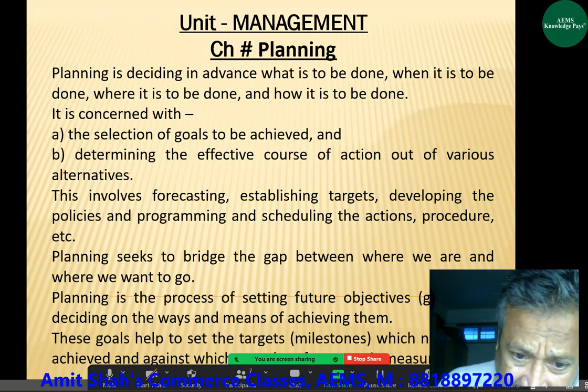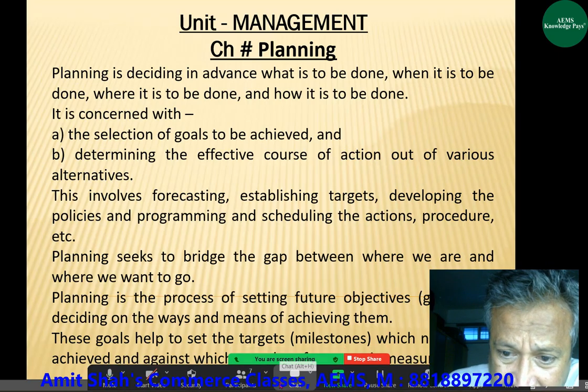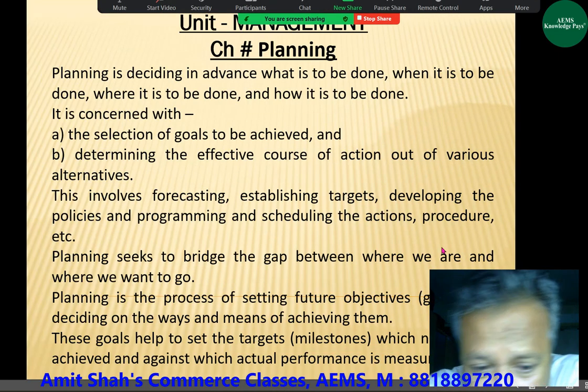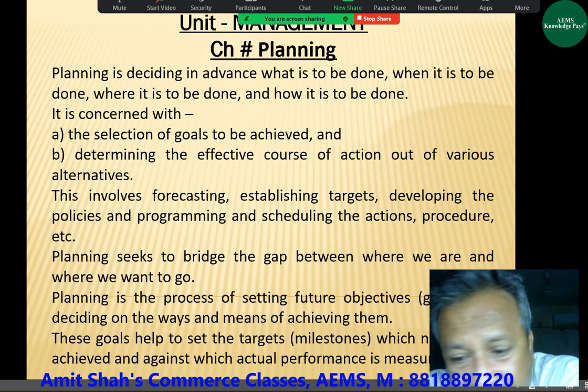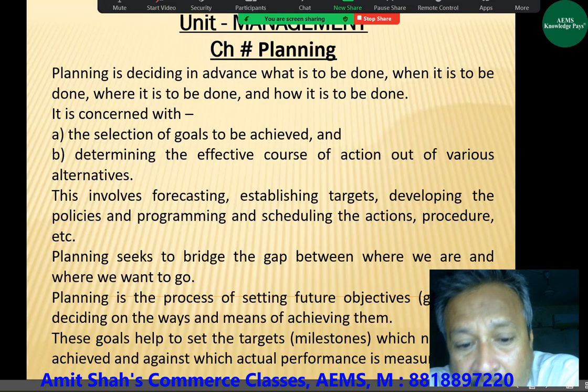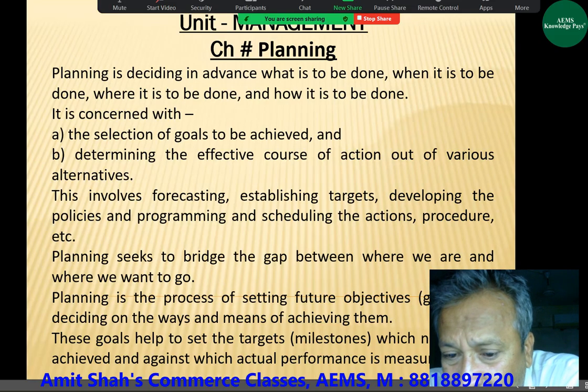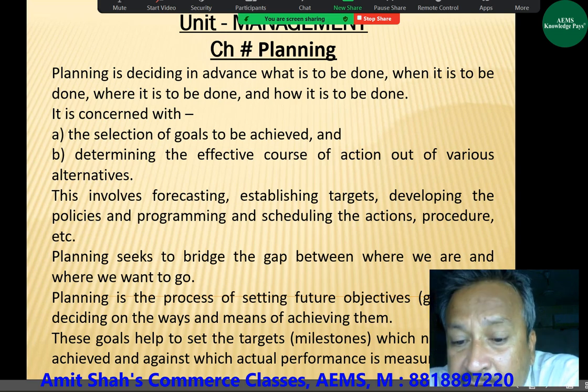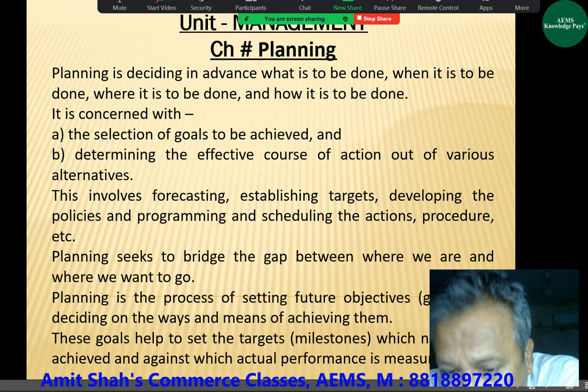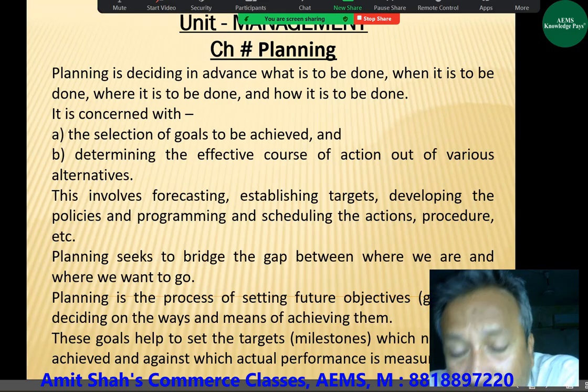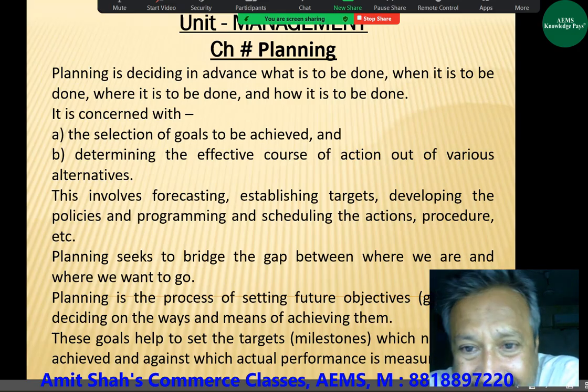These goals help to set the targets, that is, milestones, which need to be achieved and against which actual performance is measured. So, after setting the overall goal, you break down that goal into various pieces, which are known as targets or milestones. And against each target over the planning period, you compare your actual performance so that you could know whether you are deviating from your actual plan, and if you are, then what are the reasons for that and how to correct them.